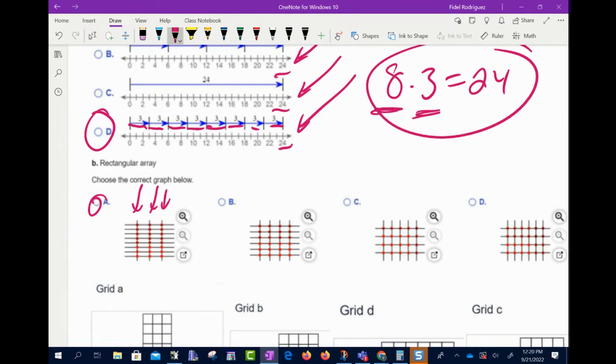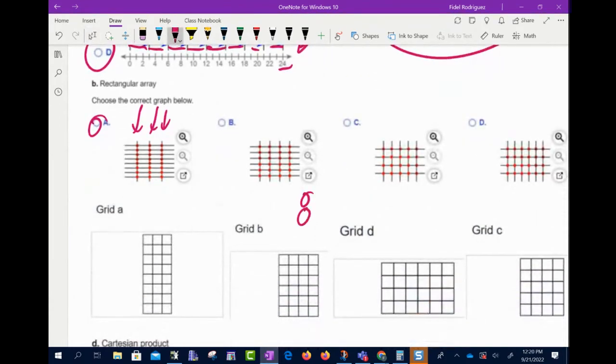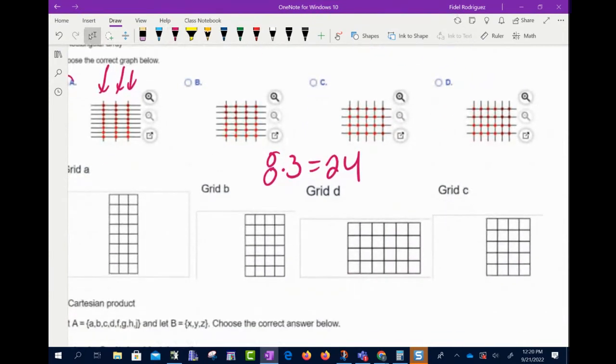Okay. All right. Same thing for the grid model, y'all. So again, we're still going with 8 times 3 equals 24. I know all of those little grids up there probably have 24 little squares, but the one that has the 8 by 3 would be grid A, right? That would be the one that has 8 by 3, okay?